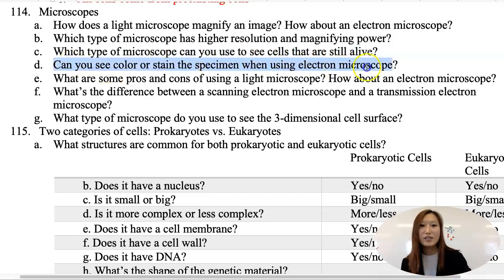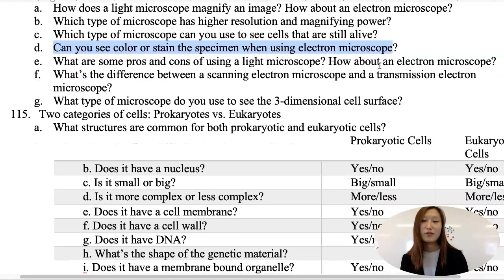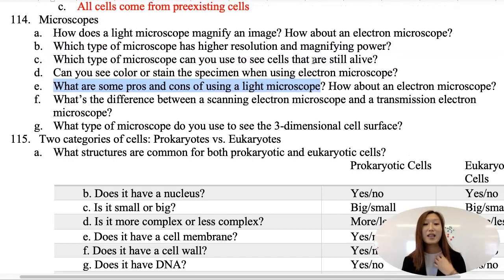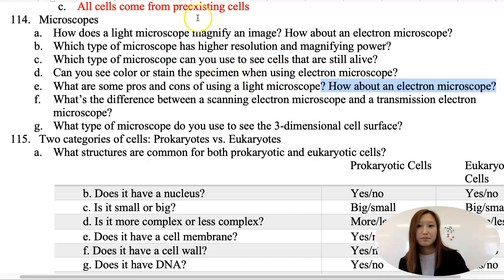Can you see color or stain of the specimen when using an electron microscope? The answer is also no. What are some pros and cons of using a light microscope? Again, with a light microscope, you can see the colors and you can see a live cell. However, the magnifying power is not as high as an electron microscope. The electron microscope is the complete opposite. You can't see a live image, that's the con, and you can only see a black and white image, but you can see a much more magnified image.